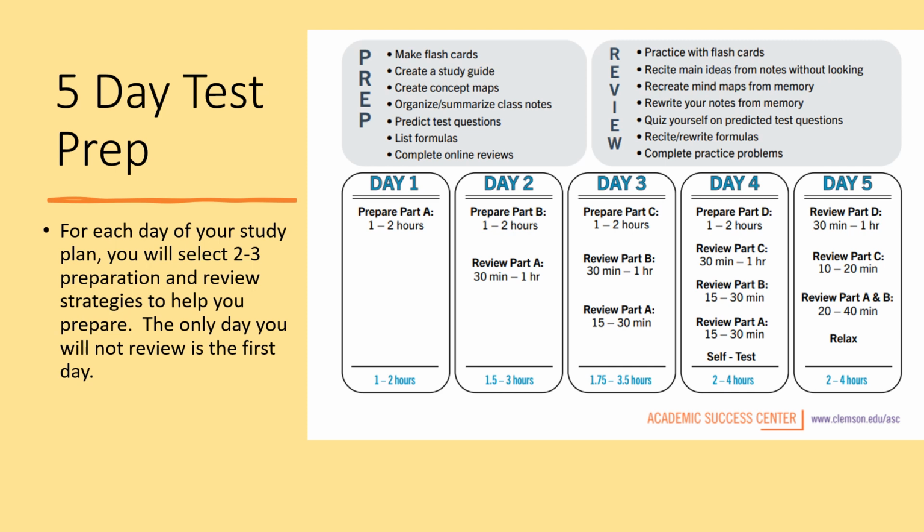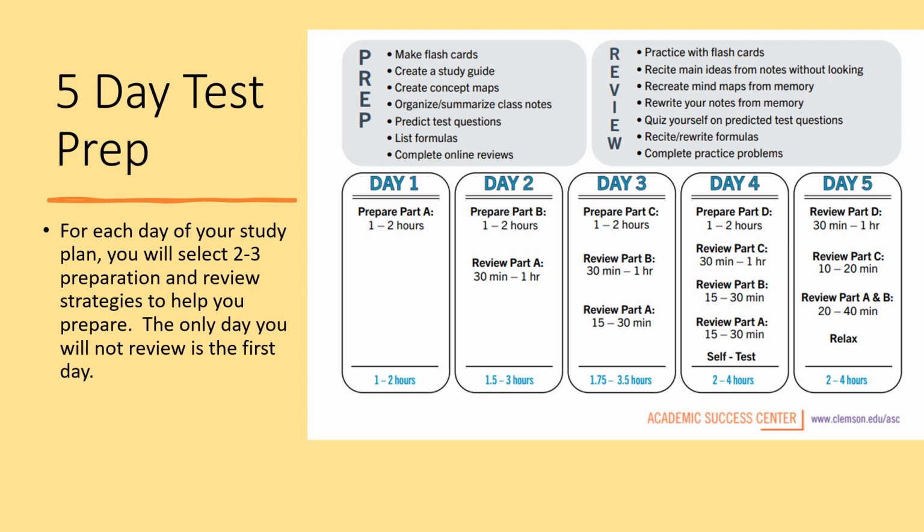So if you look at the 5-day schedule, the first day you're going to take that part A that you made and you're going to prepare 1 to 2 hours. So that would be any of the test prep strategies, and think about what works best for you. Then day 2, you're going to prepare part B, and you're going to use some of those test prep strategies. And then for 30 minutes to an hour, you're going to review the part A that you did the day before. So the schedule keeps on going similar to that, where you're preparing and then you're reviewing. And then by the end, you have everything done.